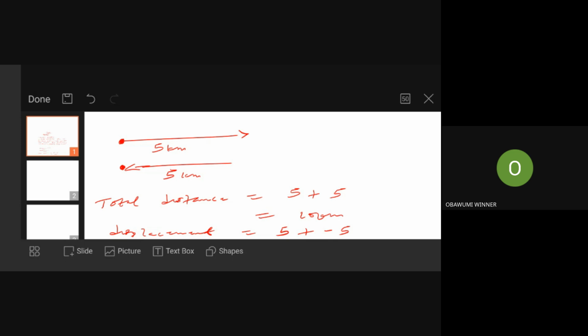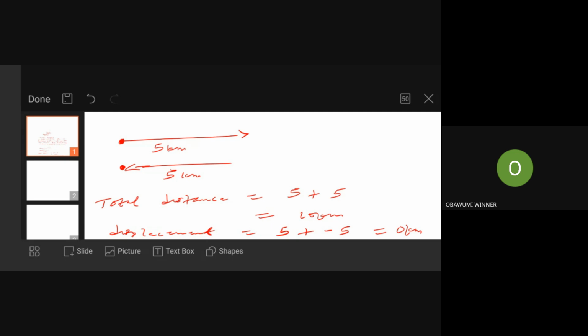All right. So the first value was positive, second was negative. Because they are moving in separate directions, we need to consider that direction in adding our vectors. And of course, you know that plus minus is minus. So this is more like saying 5 minus 5, and I'm going to get 0 kilometers. So it means that from the starting point, the boy has actually traveled 0 kilometers.